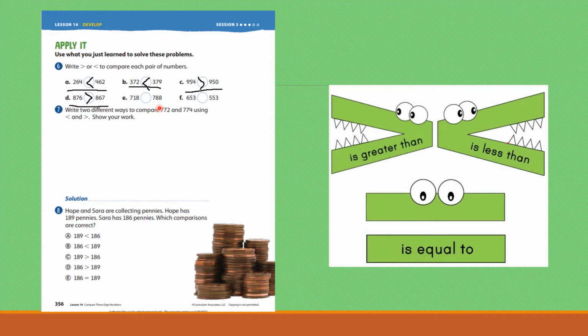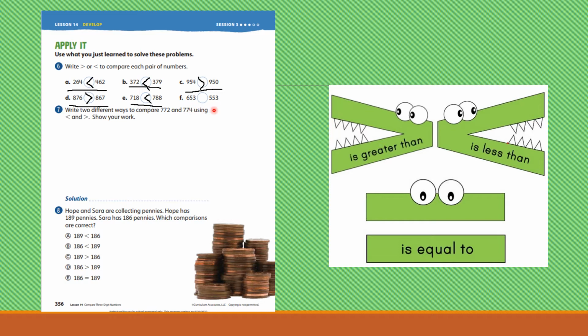718, 788. Compare the hundreds. 700, 700. Compare the tens. 10, 80. I know that 8 is greater than 1, or 8 tens is greater than 1 ten. So my alligator mouth is open to the bigger number. And I say 718 is less than 788. Let's go to the next problem.